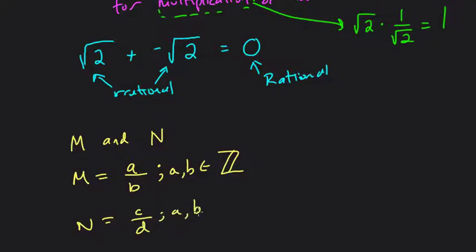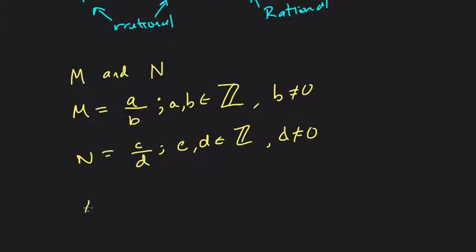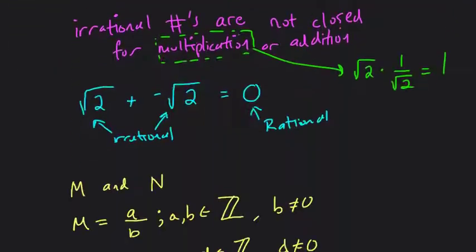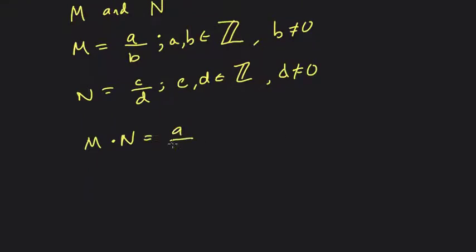Where c and d are also integers. And what else? We have to say that b is not equal to 0, and d is not equal to 0. If we're asked this question, we're just defining m and n as the ratio of two integers, which means they're rational, and you want to specify that b and d are not 0, because you can't divide by 0. So what happens with m times n, the product of 2? Let's go back to choice 2, we're looking at the product of 2 rational numbers. That equals a times c over b times d, and here you can say this equals ac over bd.